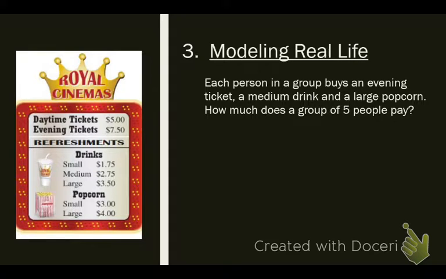For this modeling real life problem, each person in a group buys an evening ticket, a medium drink, and a large popcorn. How much does a group of 5 people pay? So we're going to start off with just writing an expression to help us with this. The first thing it says that the person buys is an evening ticket. Ava, how much is an evening ticket? $7.50. All right, so we're going to write $7.50, and then I'm going to put times x. Here's why. That times x is representing a person.